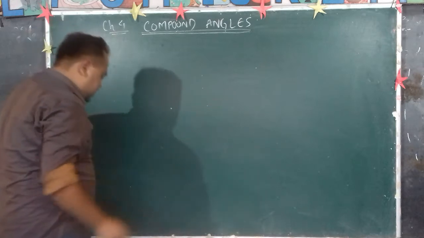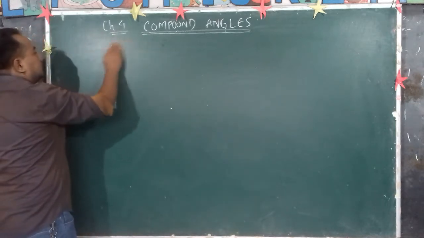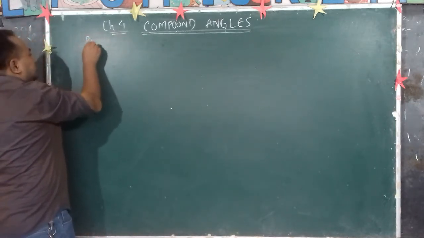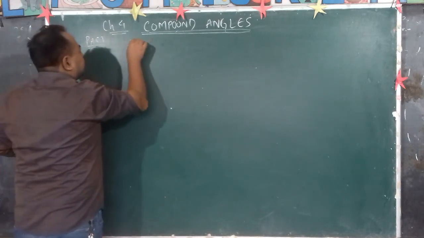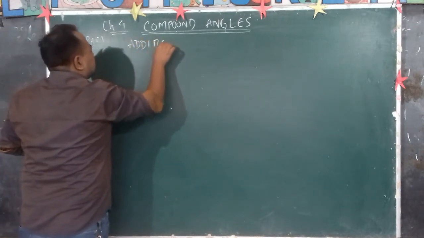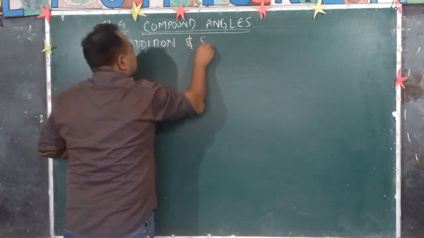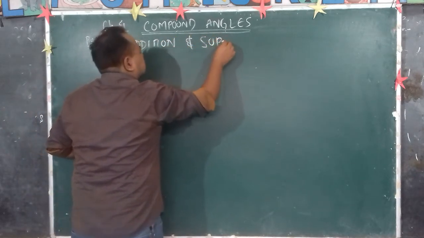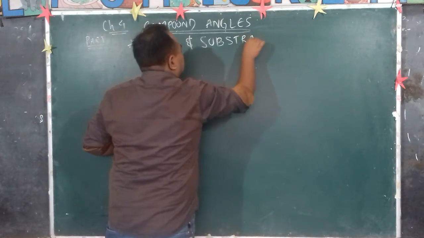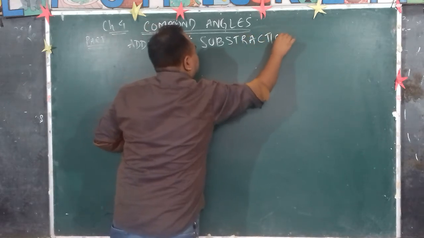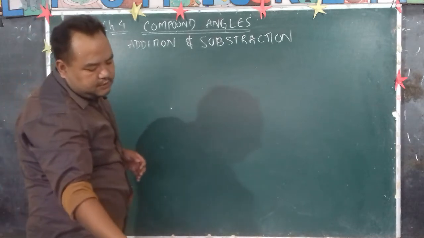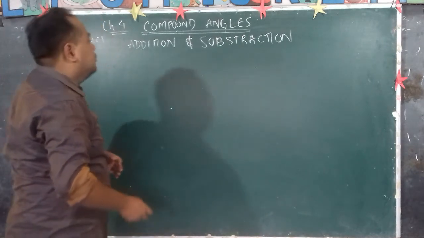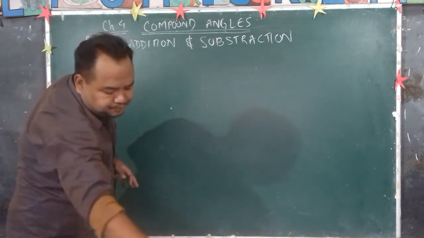So compound angles, the first part; there are 3 parts to it. Part 1 is called addition and subtraction formula. Is that clear? Addition and subtraction formula. I'll just write down the formulas.